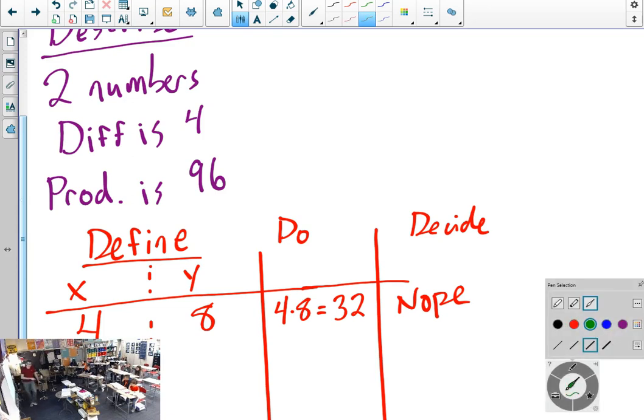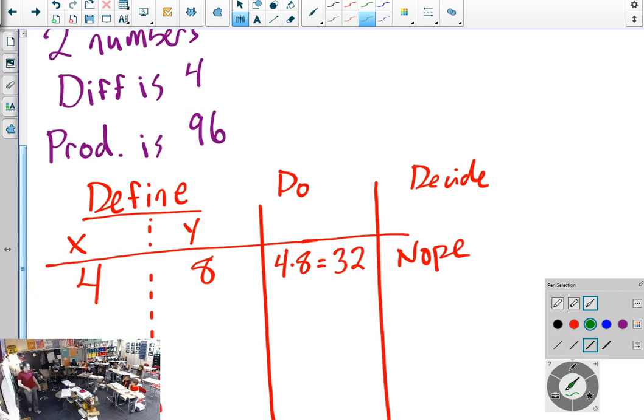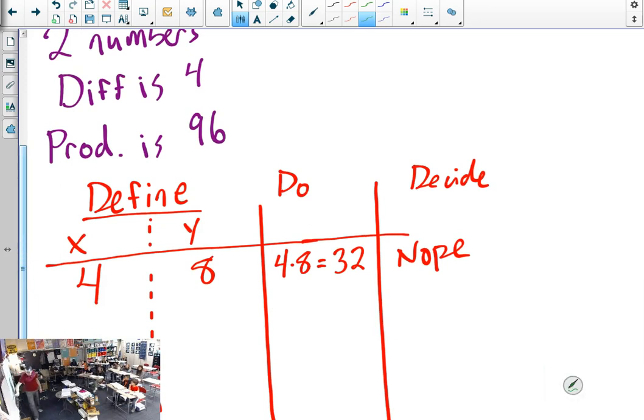I know a couple people have the answer from me walking around, but if we didn't have the answer and we were going to guess another number, don't give me the actual answer. Give me another number to guess. Patrick? 24. So if this is 24, y could be bigger or it could be smaller. We don't know which is the bigger. I'm going to go ahead and make this the smaller. Will that product equal 96? I can tell you right now it will not.